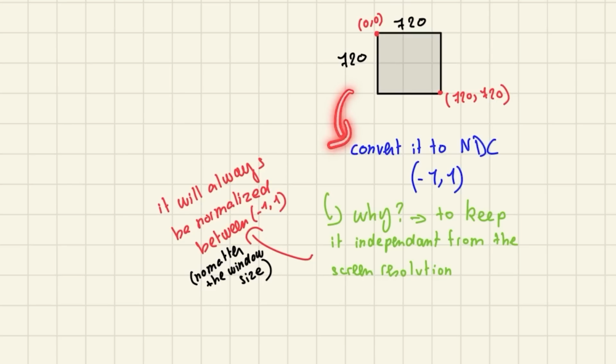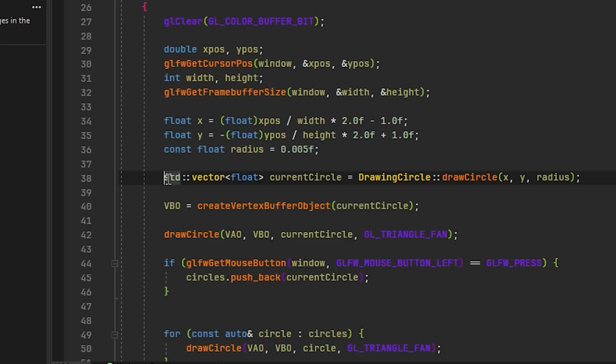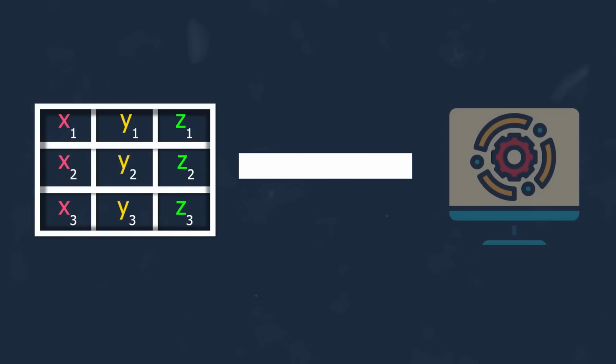So I converted the cursor coordinates to normalized device coordinates between -1 and 1 to keep it independent from the screen resolution. Now it's time to work on the rendering to make that brush visible on the window. So what I did here was I gathered all the vertex coordinates in a vector because we need to pass this information to our hardware.